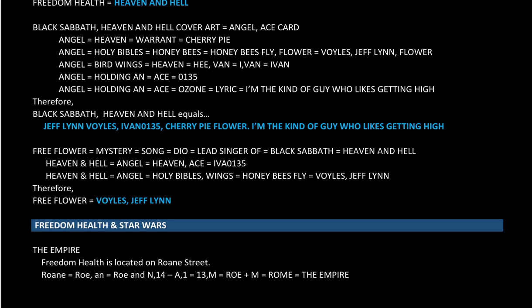Okay, Black Sabbath, Heaven and Hell cover art. Angel, Ace card. Angel equals Heaven, equals Warrant, equals Cherry Pie. Angel equals Holy Bibles, equals honeybees fly to flower. Honeybees equals Voiles, fly equals Jeff Lynne, flower equals flower. Angel equals bird wings, equals heaven. Wait, an angel with bird wings is an angel from heaven.